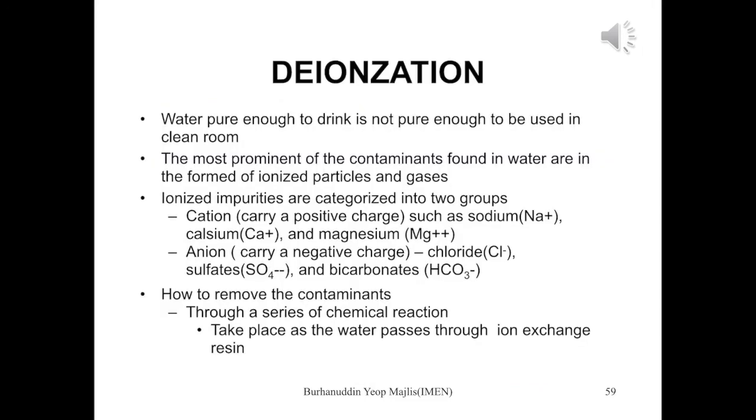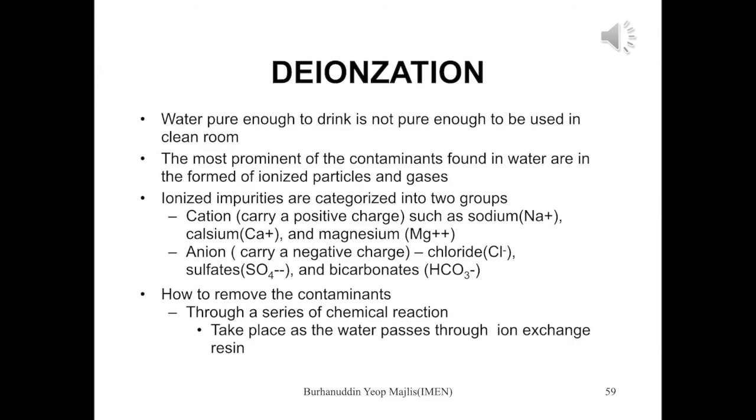Okay, in the process laboratory or chemical laboratory, the most important thing that we have to have is water. The water that we use in the clean room, we call deionized water, or DI water. City water is pure enough to drink, but not necessarily pure enough to be used in the clean room. The most prominent contaminants found in water are in the form of ionized particles and gases.